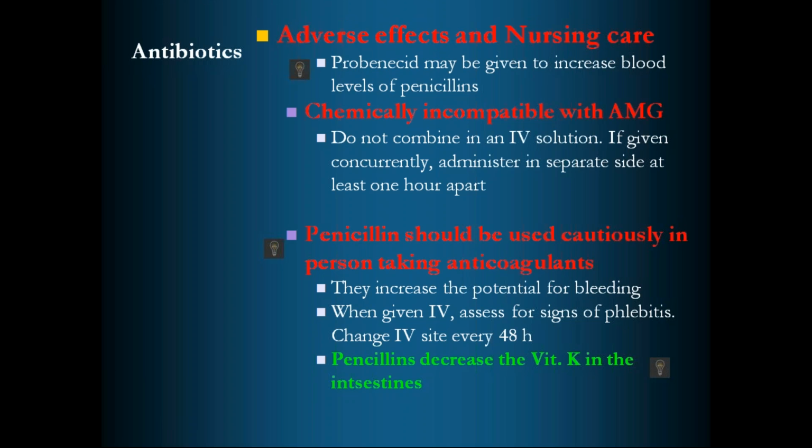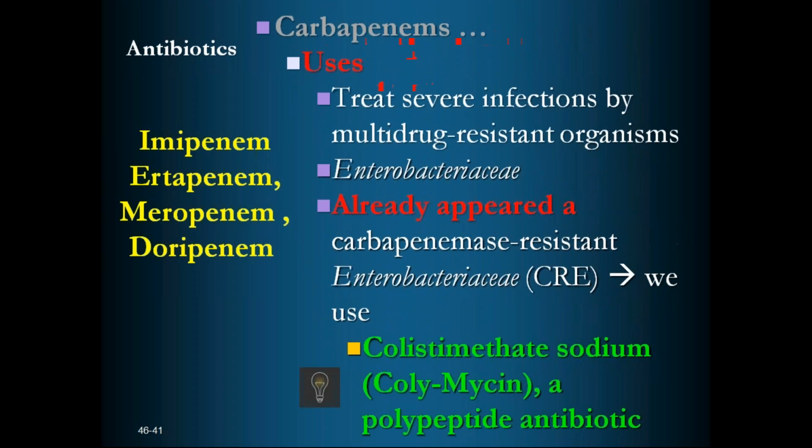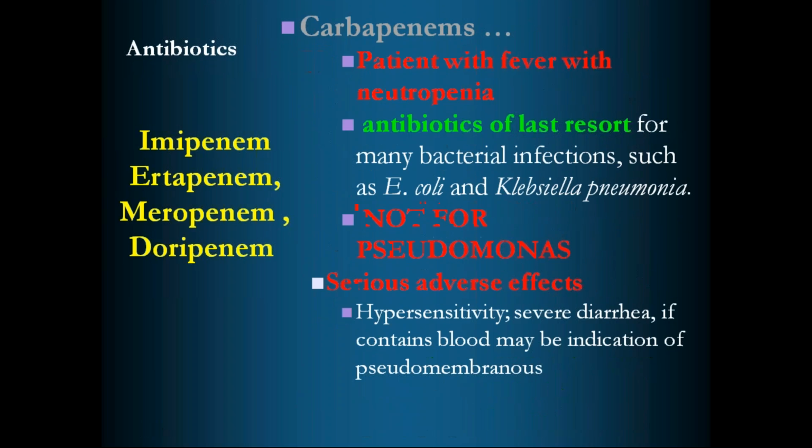Probenecid is an acidifier of the urine, and what it does to the urine is diminish the excretion of the penicillin, so the penicillin stays longer in your body. Okay, so that is important. All right, so we are going to keep going.